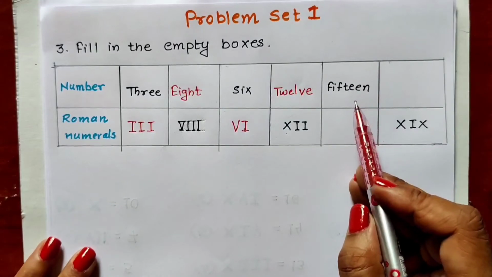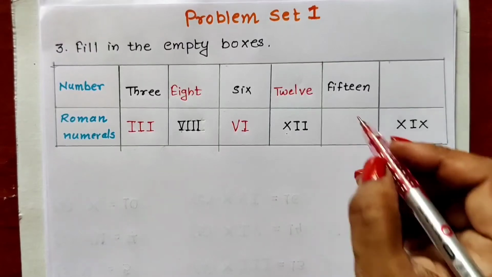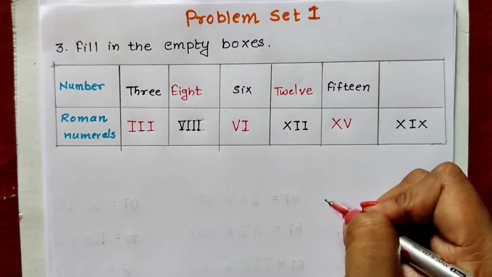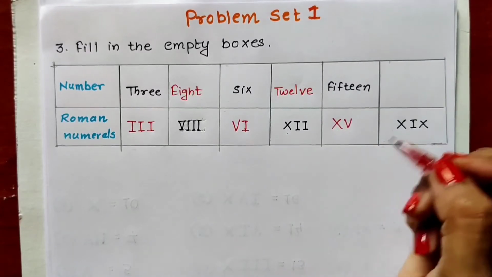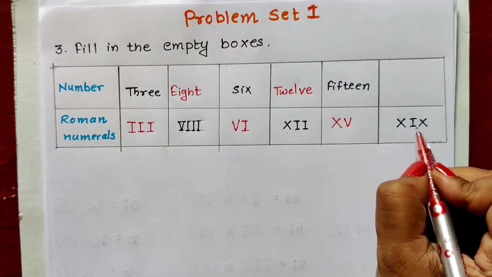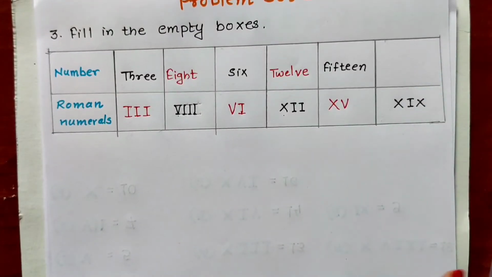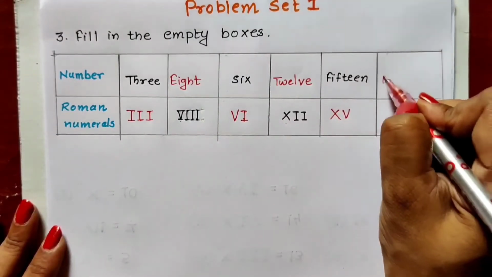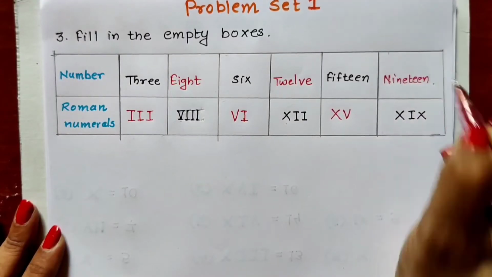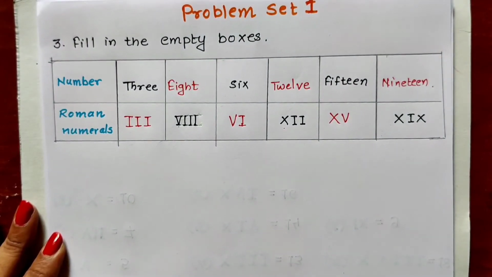Now 15 is given in words. We have to write it in Roman numerals. How to write 15? That is 10 plus 5. 10 is X. How to write 5? V. So it is XV. Correct? Then XIX. X means 10. IX means 9. 10 plus 9 means 19. So here we have to write 19. So in this way we can complete this question number 3.